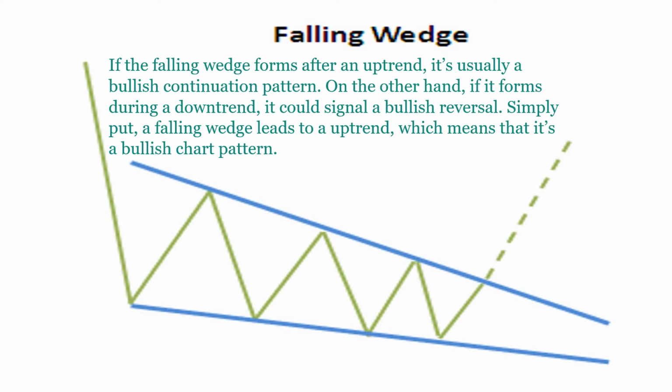If the falling wedge forms after an uptrend, it's usually a bullish continuation pattern. On the other hand, if it forms during a downtrend, it could signal a bullish reversal. Simply put, a falling wedge leads to an uptrend, which means that it's a bullish chart pattern.